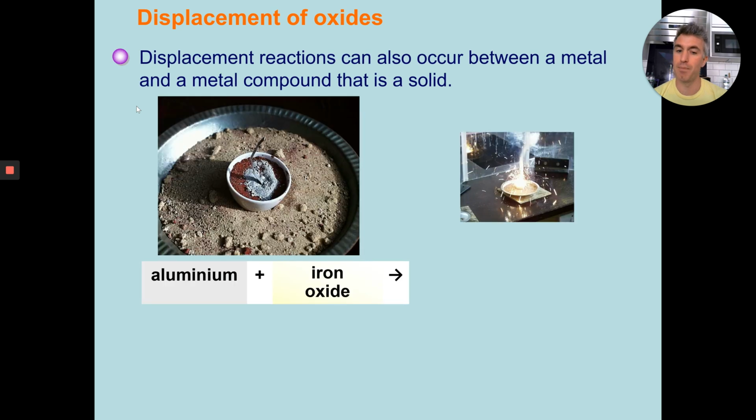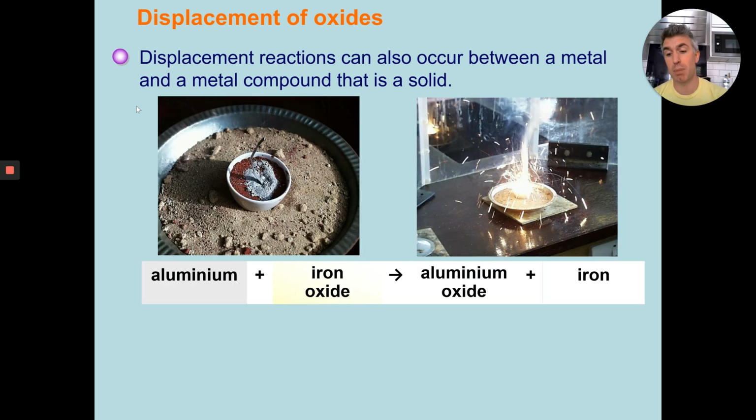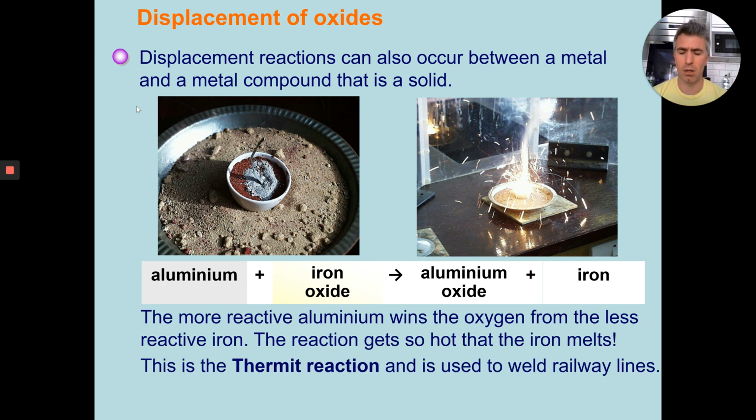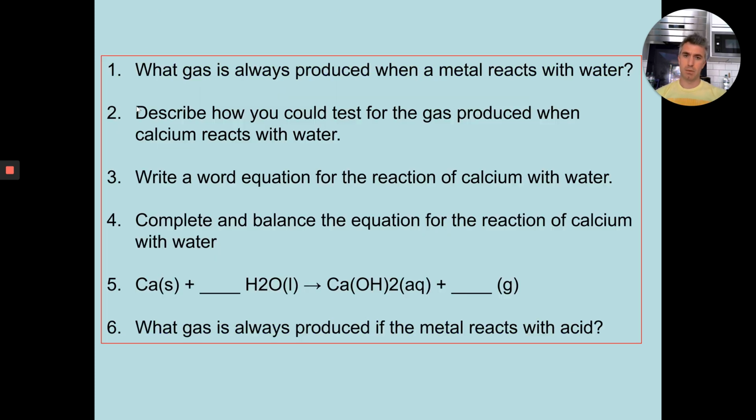One of the most famous displacement reactions is if you place aluminium with iron oxide. This is the thermite reaction. You have to add quite a lot of heat to kick the reaction in, but once you do, the aluminium steals the oxygen from the iron, leaving this molten iron, and that's how they weld train tracks and other things together. It makes a lot of heat very quickly.